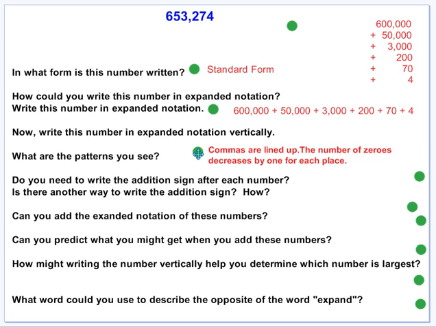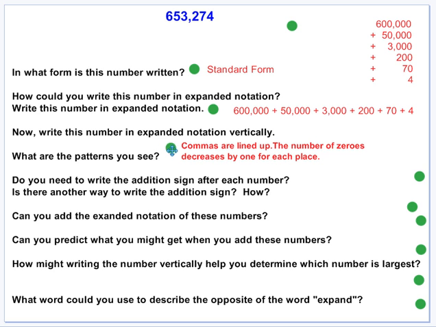There we go. Okay, patterns that I saw were that the commas get lined up, a lot like decimals do when we're adding or subtracting decimal numbers. For whole numbers, the commas get lined up. And I also saw that the number of zeros decreased by 1 for each place when I went to the next place value.